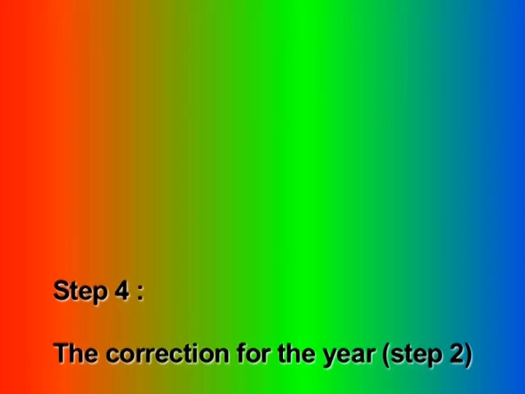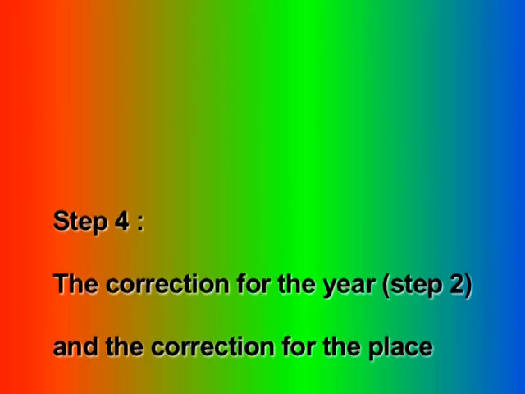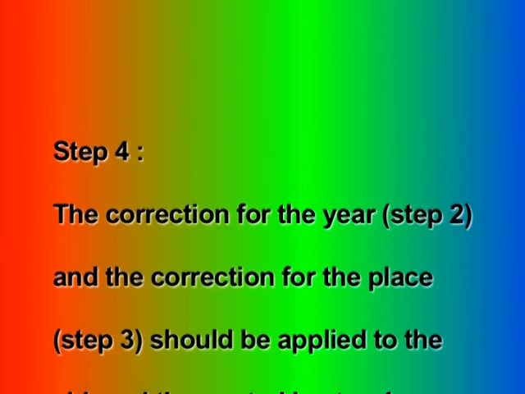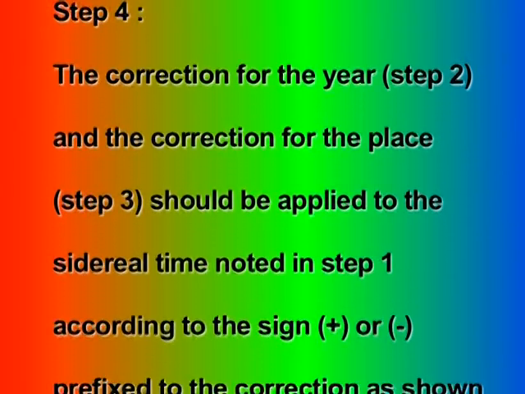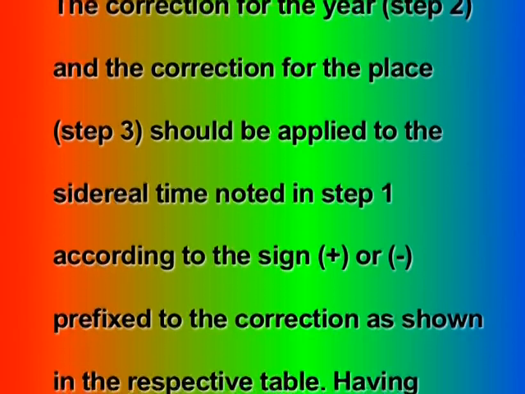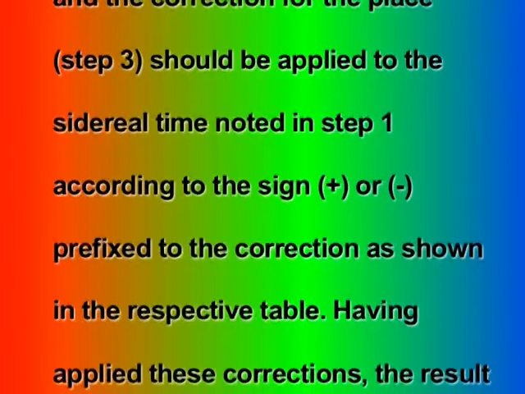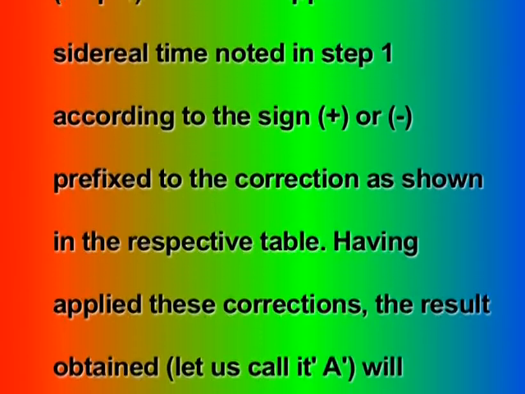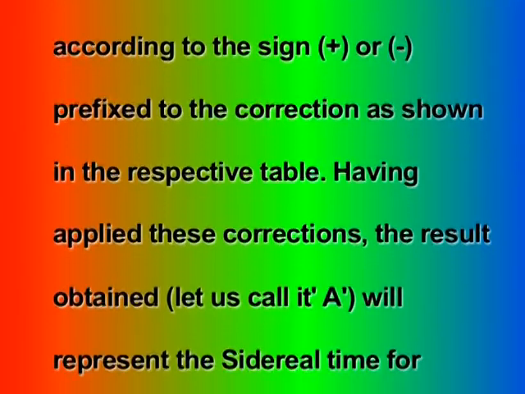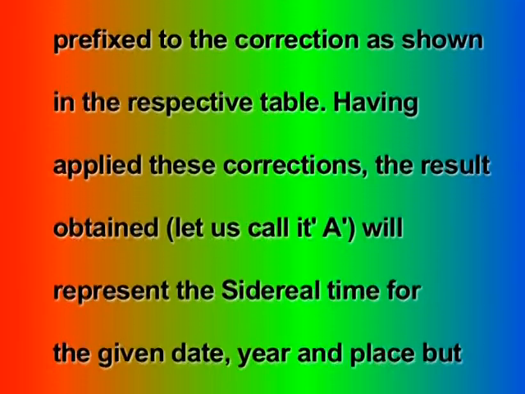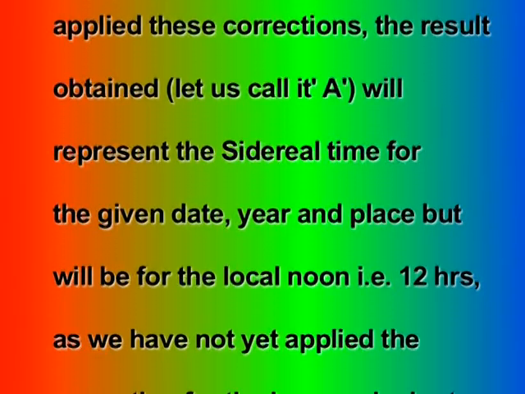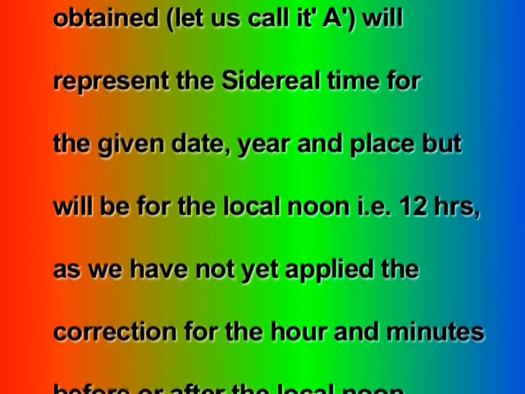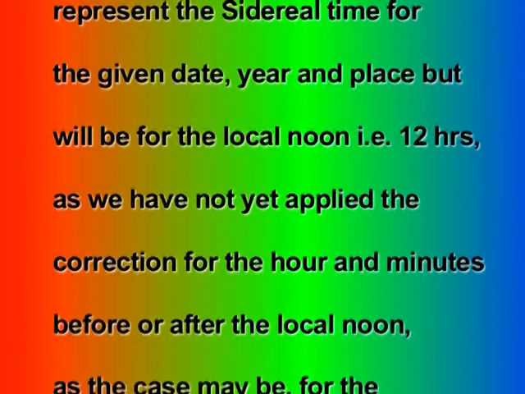Step number 4. The correction for the year, step 2, and the correction for the place, step 3, should be applied to the sidereal time noted in step number 1 according to the sign plus or minus, prefixed or suffixed to the correction as shown in the respective table. Having applied these corrections, the result obtained, A, will represent the sidereal time for the given date, year and place, but will be for the local noon.